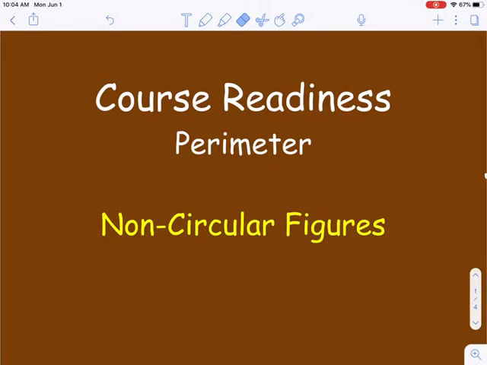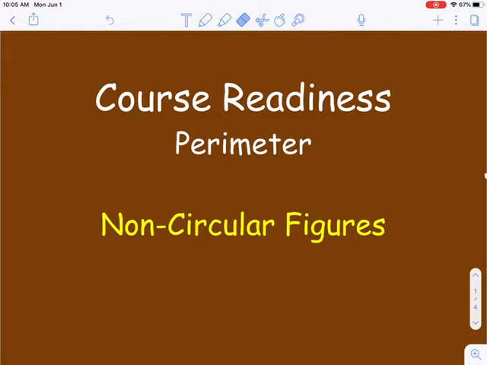Okay, hello. We are going to look at perimeter now for the focus of our next lesson. We're going to talk about perimeter of circular and non-circular figures. The focus of this particular video is going to be on non-circular figures. So in order to do this, let's get a working understanding of what the word perimeter means.